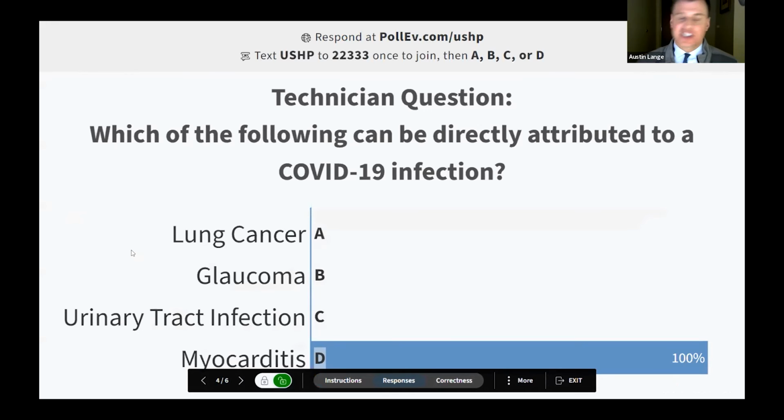So lung cancer, a patient might have lung cancer and develop COVID-19 infection, but no evidence to showcase that it causes lung cancer. Again, same with glaucoma. They may have glaucoma and have COVID-19, but it does not cause glaucoma. And finally, for a urinary tract infection, similar story, it does not cause a urinary tract infection. A patient may have a urinary tract infection along with COVID, but myocarditis specifically can be caused by COVID-19. So great job on this question.